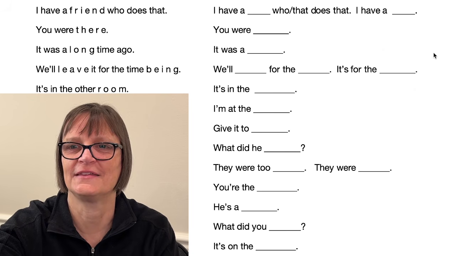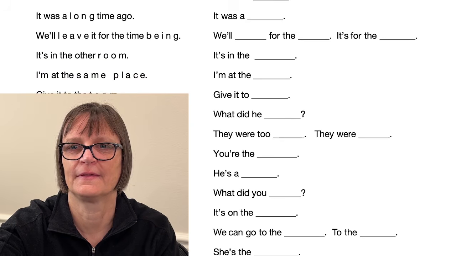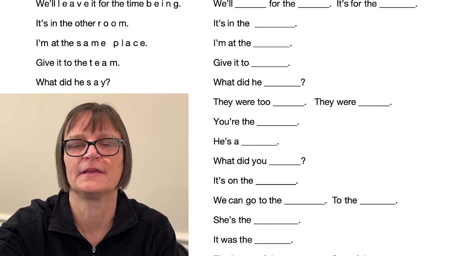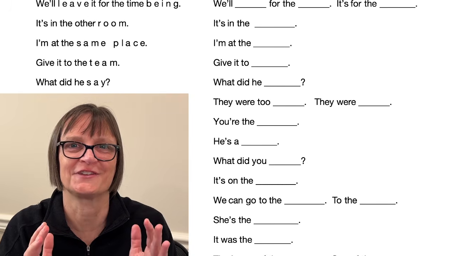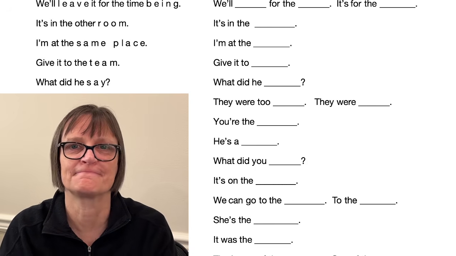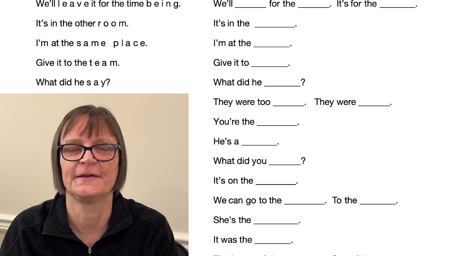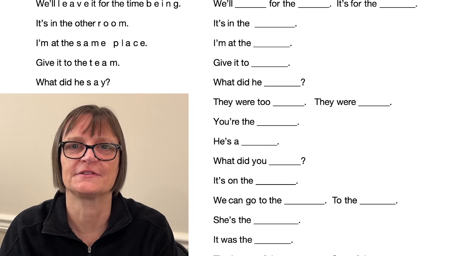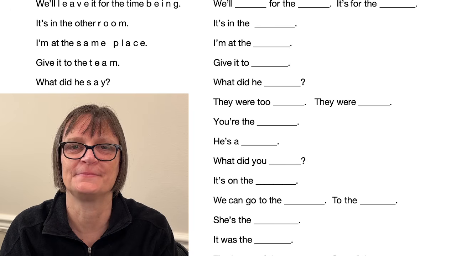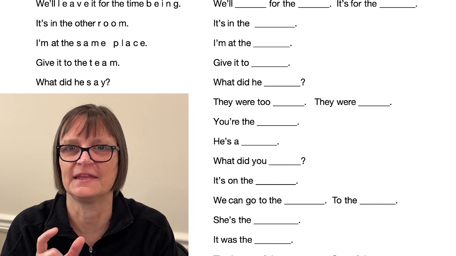Let's try the next one. I'm at the same place. Here we're stretching and stressing both on same and place. I'm at the same place. Let's try, I'm at the same office. I'm at the same table. Now I'm going to change slightly the beginning of the phrase.